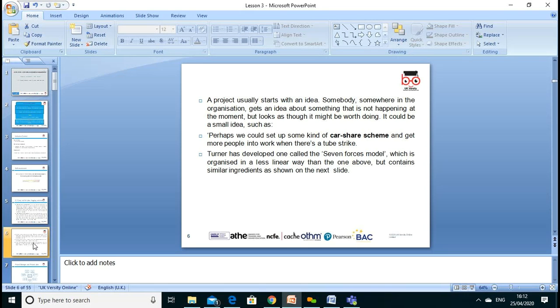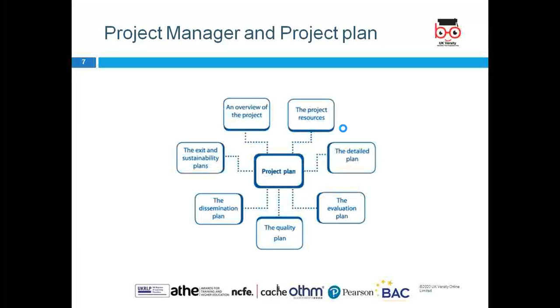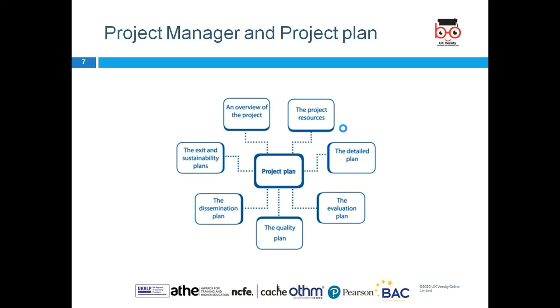Okay, next. A project usually starts with an idea. So first of all, when you plan, you need ideas. You need different ideas, and we need to arrange a brainstorming meeting. Even perhaps some kind of car sharing project, to get more people into work when there is a tube strike. So maybe we can look around. Turner is the author's name. He developed one called the seven process model, which is organized in a less linear way, and so we can look around those models, and that will help.